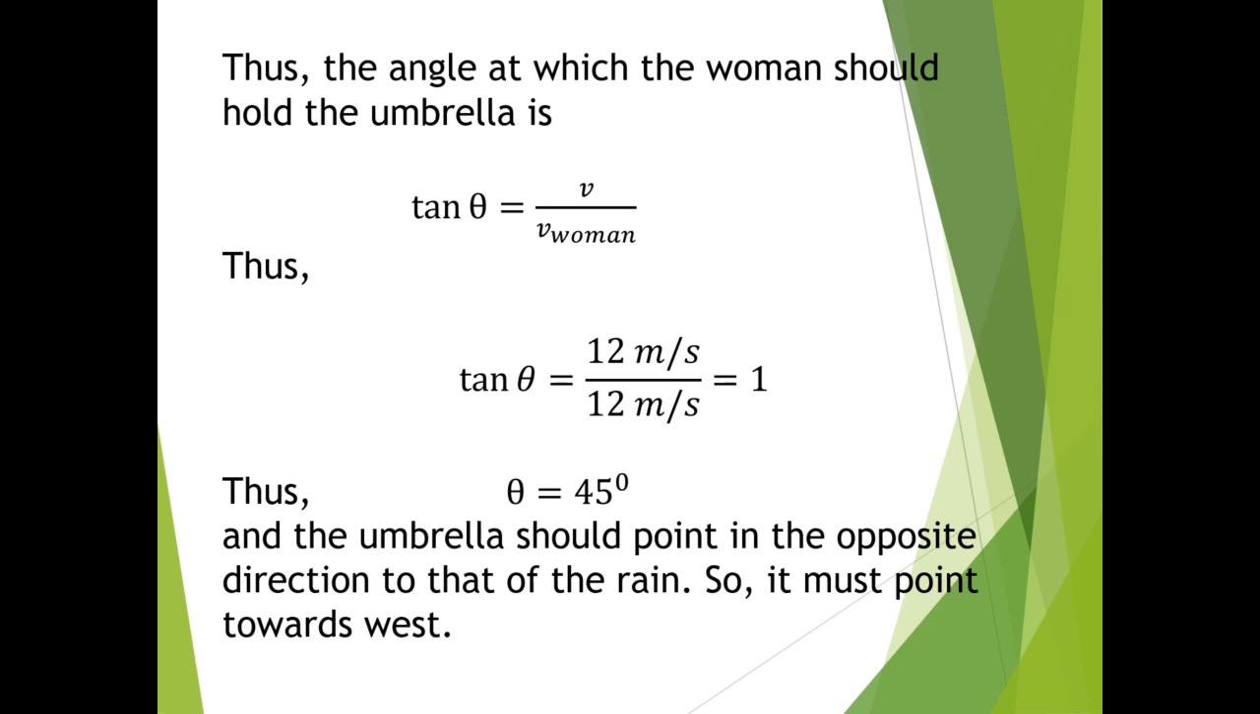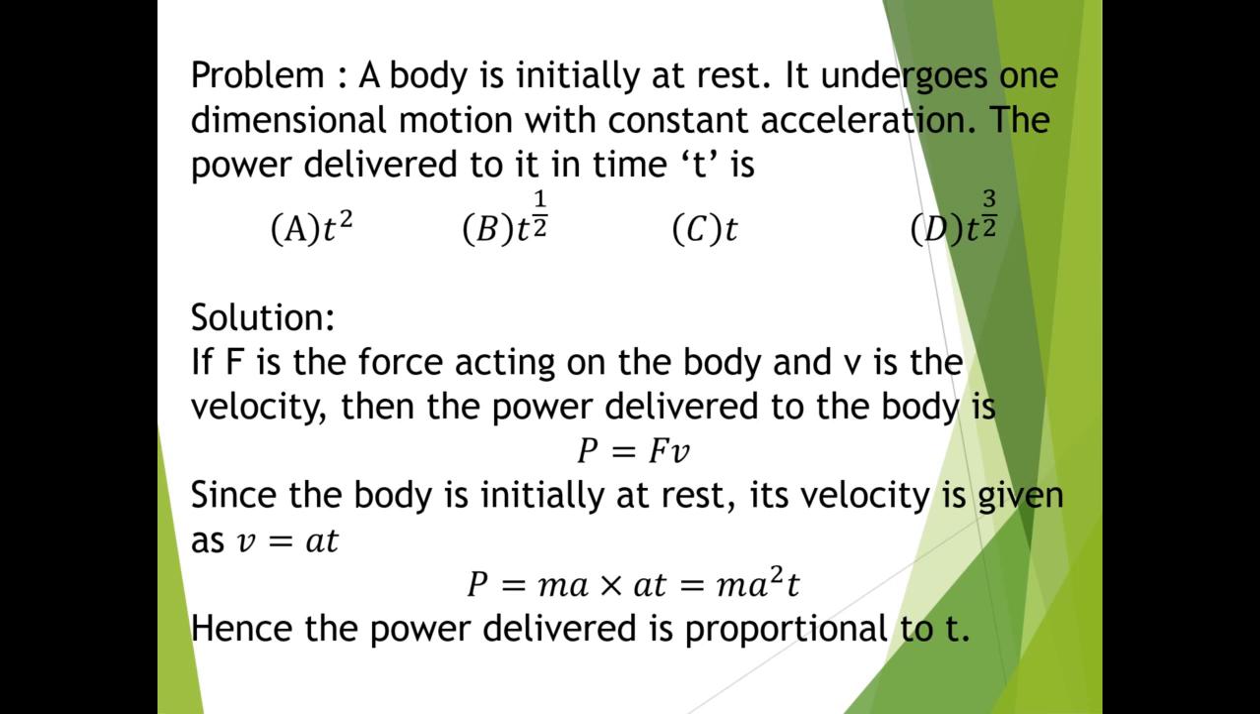Let's look at the next problem. We have a body which is initially at rest and it undergoes one-dimensional motion with constant acceleration. The power delivered to it in time t is, so we need to calculate the power, and the options we have are t square, square root of t, t, and t raised to 3 by 2. So let's look at the solution.